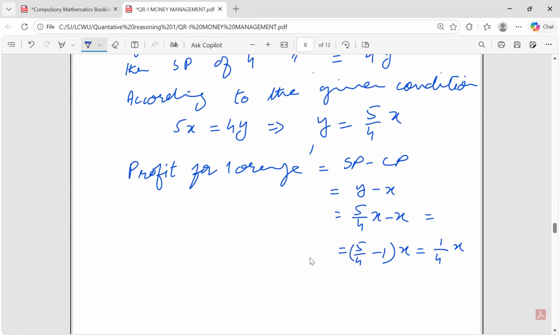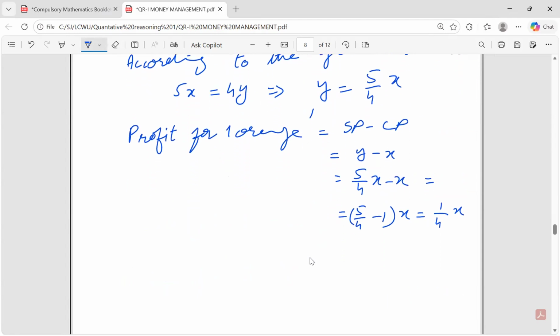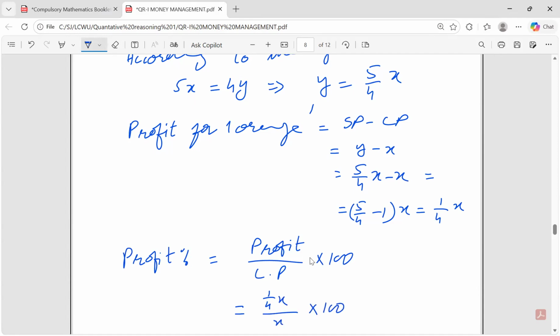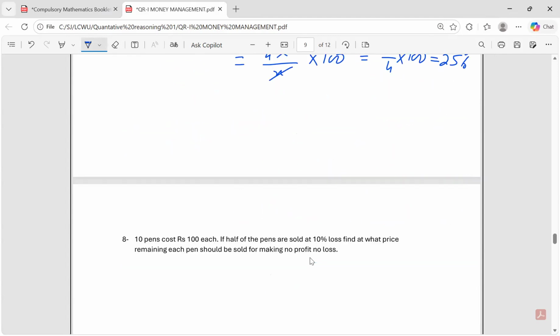So this is the profit on 1 orange, and now you simply have to find the profit percentage. Profit percentage is equal to profit over cost price multiplied by 100. Substituting the values, 1 by 4 x over x multiplied by 100. X will get cancelled with x, and you will be left with 1 by 4 multiplied by 100, which is equal to 25%. So you have 25% profit in this case.